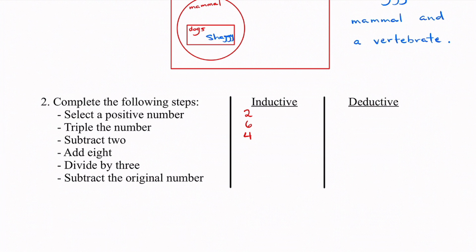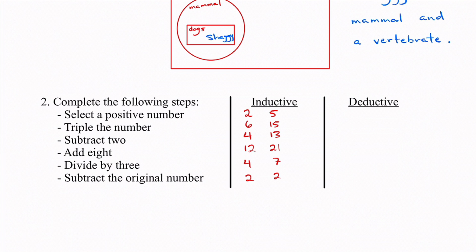And then we're going to add 8. So adding 8, we get up to 12. Then we divide by 3. That gets me to 4. And then last thing, subtract the original number. So the original number was 2. So I'm going to go 4 minus 2, and I get out a 2. Okay, let's try it with another one. Let's maybe do it with a 5. So we're going to triple the number first. So I get 15, subtract 2, 13, add 8, get 21, divide by 3, get 7, subtract the first number, which was a 5. So 7 subtract 5, we get a 2. So I happen to get 2 again.